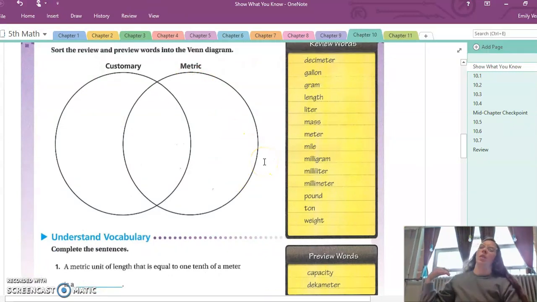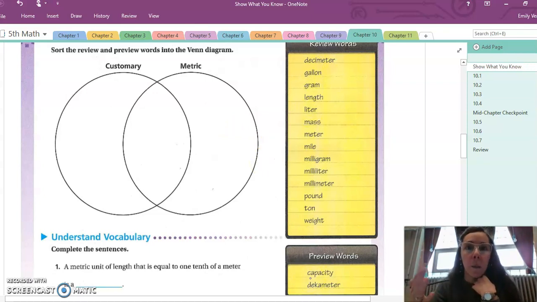Okay, so we've got this whole big long list of words here, and in measurement, there are two different ways that people measure things: with customary units, which is what the United States uses, and with metric units, which is what pretty much the rest of the world uses. So knowing these two is pretty important, and knowing what goes under each one is just as important.